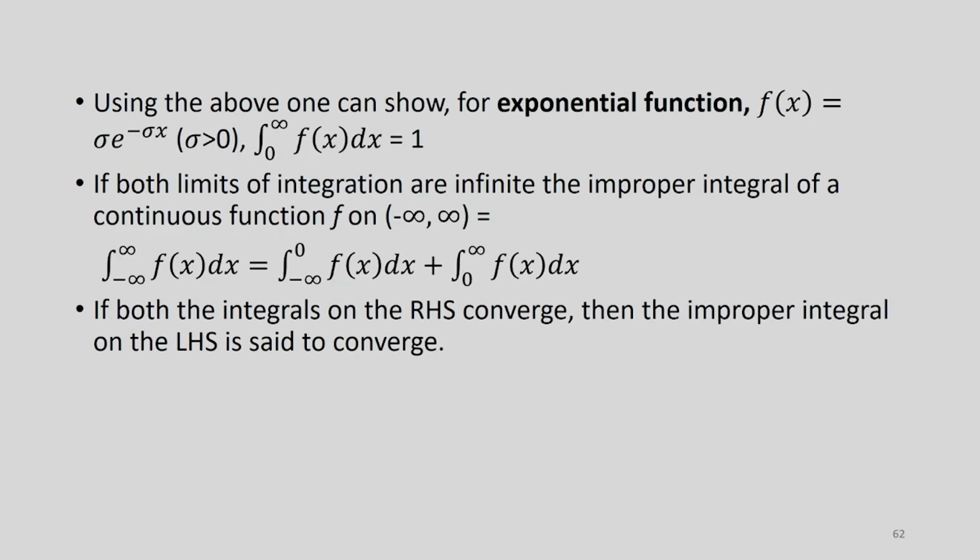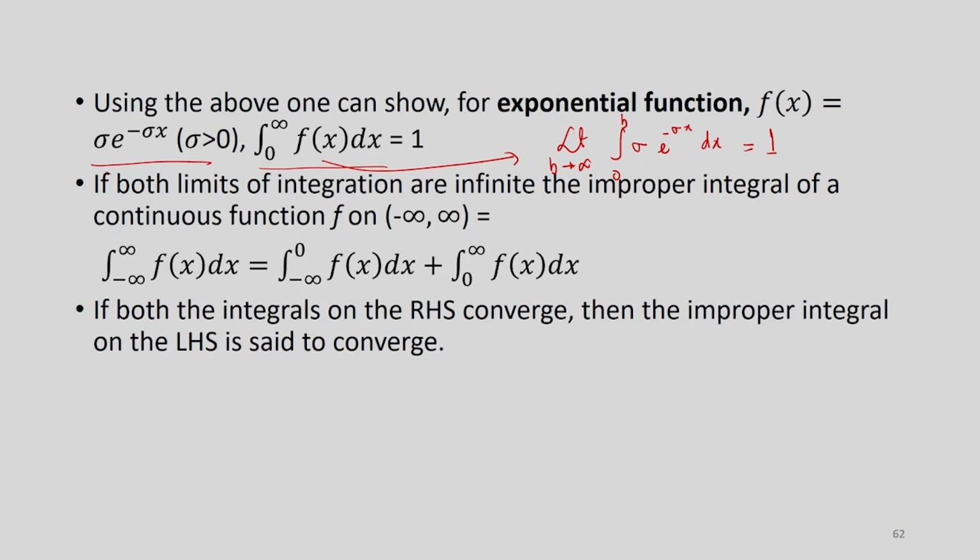Using the above rule, one can show for the exponential function f(x) equals sigma multiplied by e to the power minus sigma x, where sigma is greater than 0, the integration of this function from 0 to infinity is equal to 1. So, what we are going to do here is that this thing is nothing but the limit as b goes to infinity of the integral from 0 to b of e to the power minus sigma x dx, and this can be shown to be equal to 1.